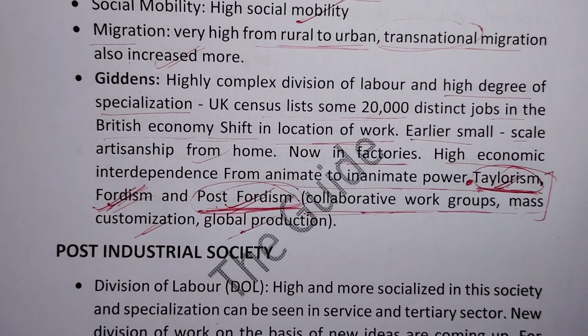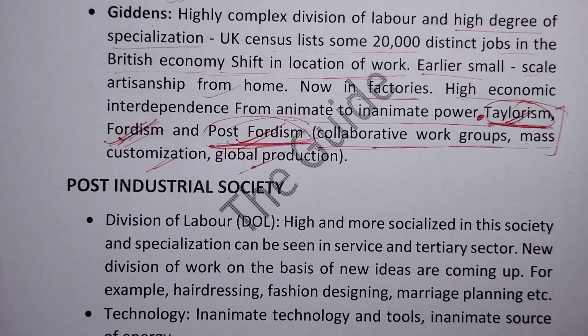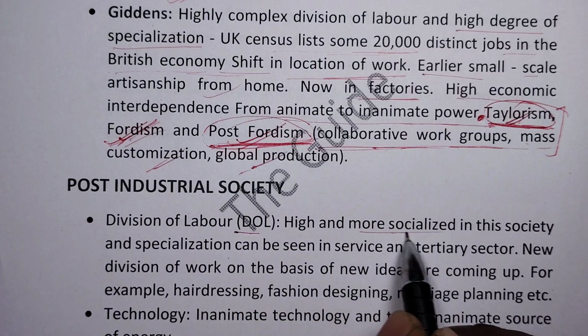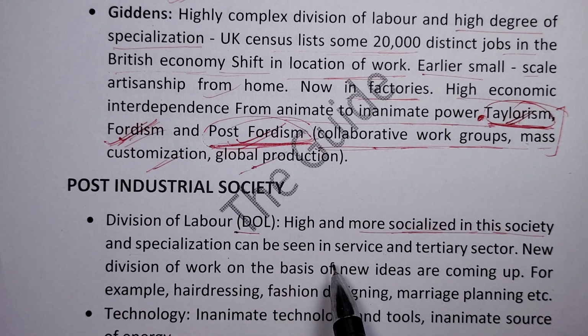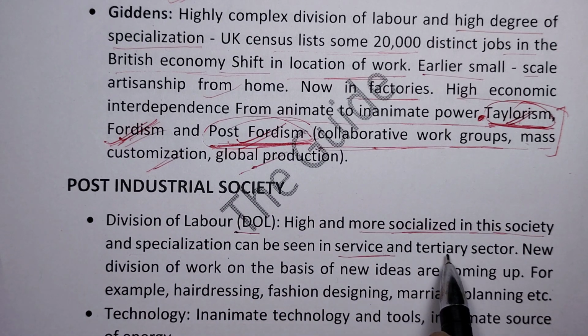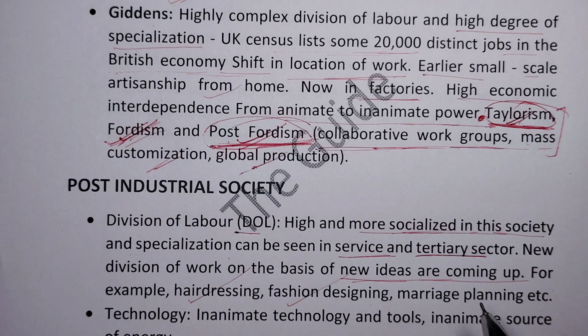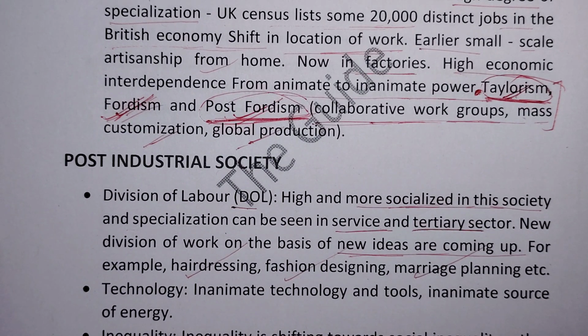Now, social organization of work in post-industrial society. Division of labor is high and more socialized in this society, and specializations can be seen in the service and tertiary sector. New divisions of work on the basis of new ideas are coming up, for example hairdressing, fashion designing, marriage planning, etc. Technology: inanimate technology and tools, inanimate source of energy.